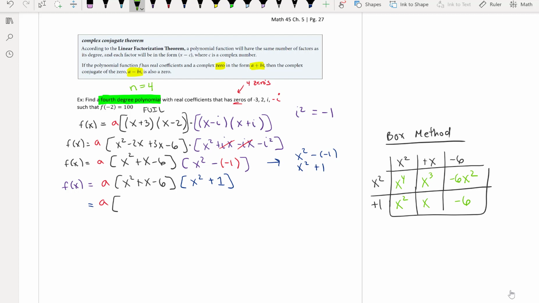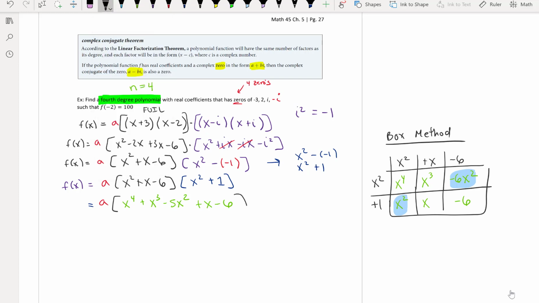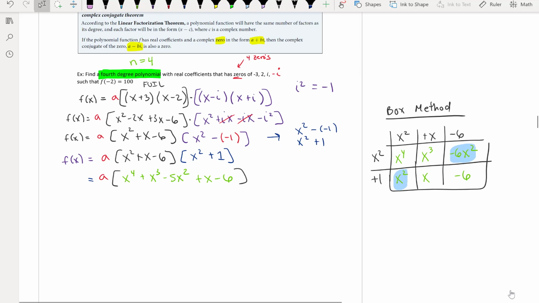So I would have an x to the 4, a positive x to the 3, and I can actually combine this x squared and that negative 6x squared. So negative 6 plus 1 would give me a negative 5x squared plus x minus 6. Okay. And this is, of course, my f of x.